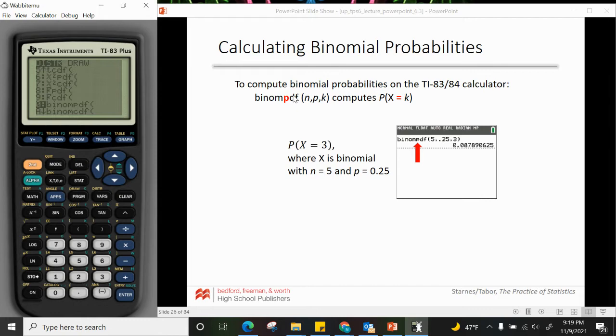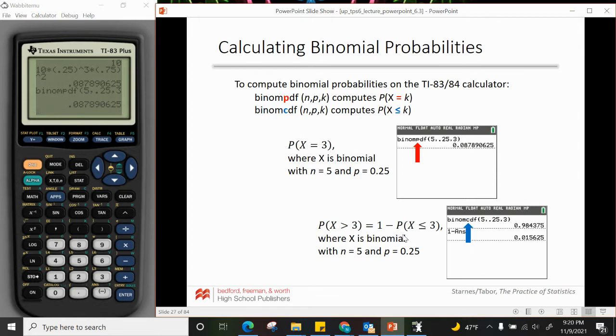So for the probability that there's exactly 3 children with it, since it's an exact number, I'm going to use PDF. And in here I put my trials, 5, comma, probability of success, comma, number of successes. And I get that same number. So it's trials, probability of success, number of successes.